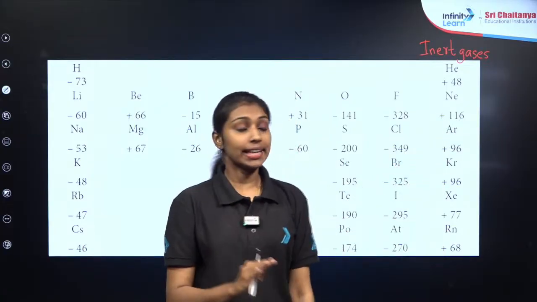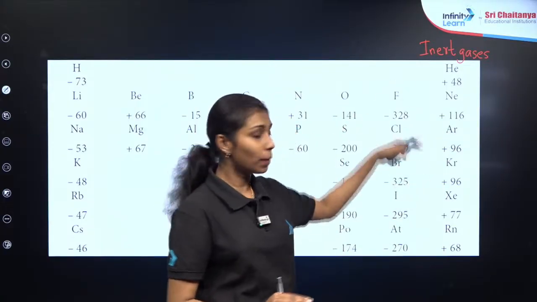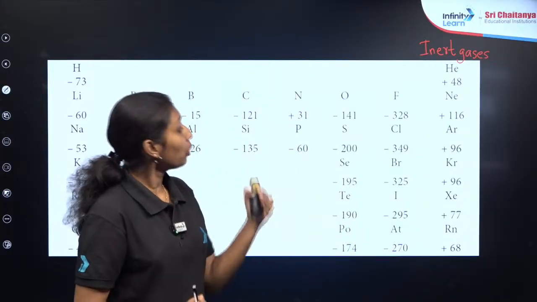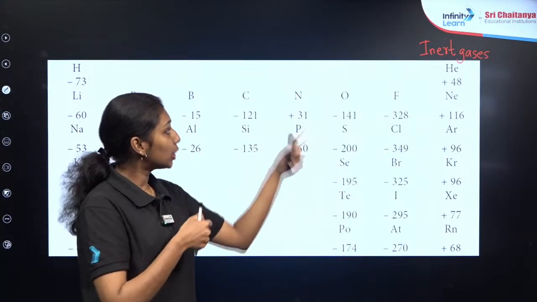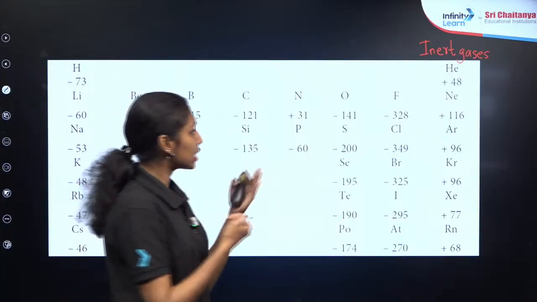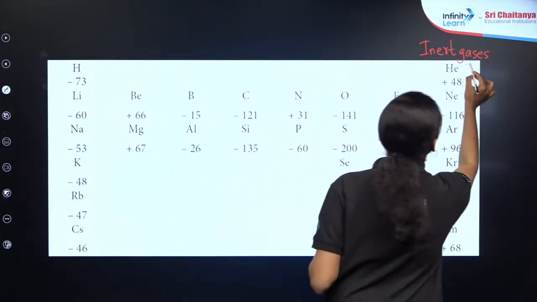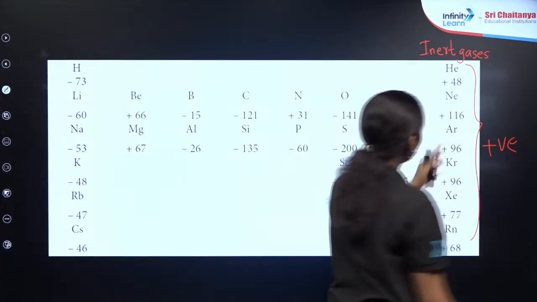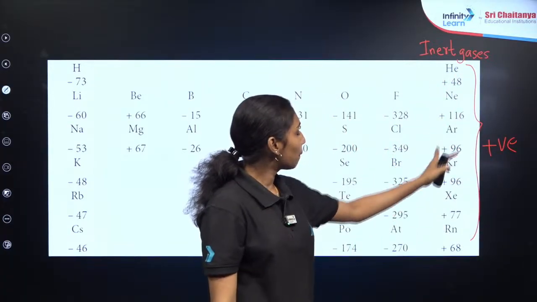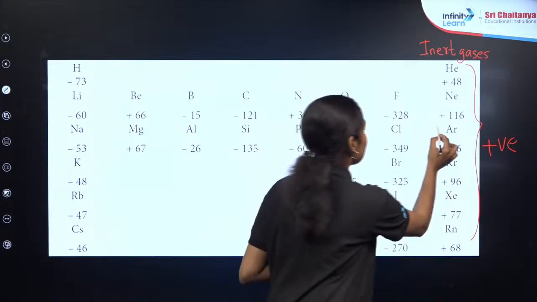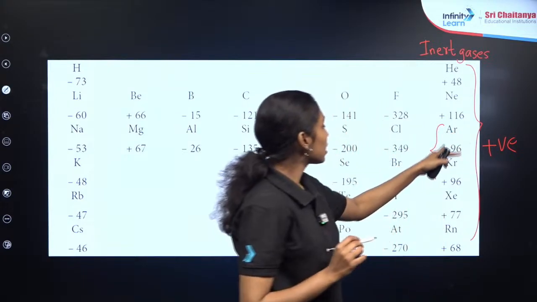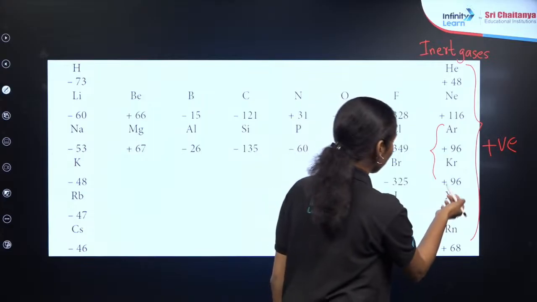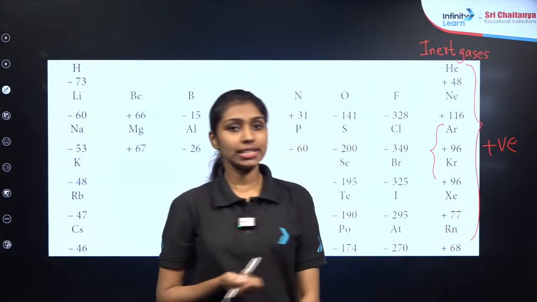As I already mentioned, inert gases or noble gases have a stable octet configuration, right? It is already stable. In order to add one more electron to the element, we need more energy. That is why the electron gain enthalpy always shows a positive value: plus 48, plus 116, plus 96. This is the point you have to note: almost similar value for argon and krypton, plus 96. Similarly, in the case of xenon and radon, it is a positive value, right? Clear?